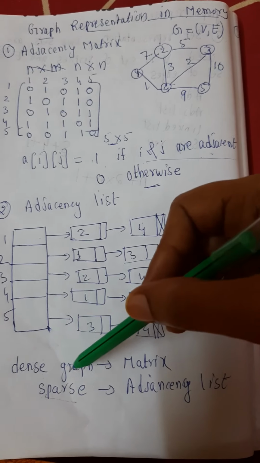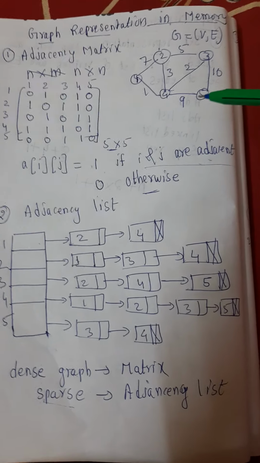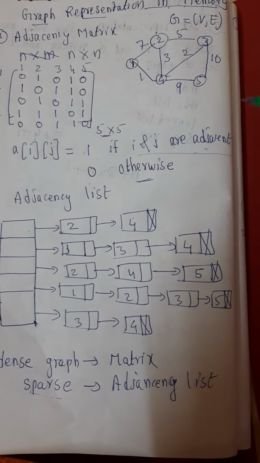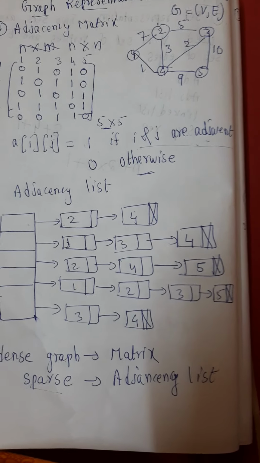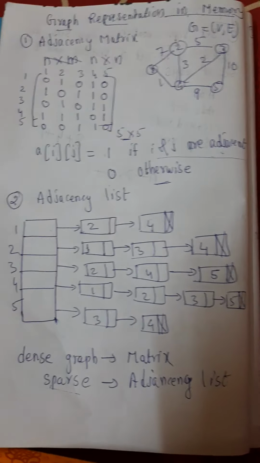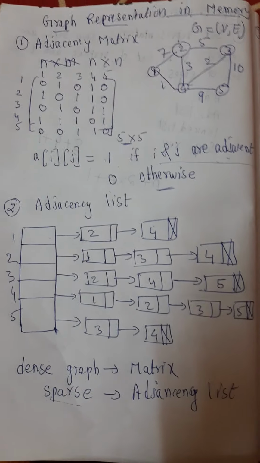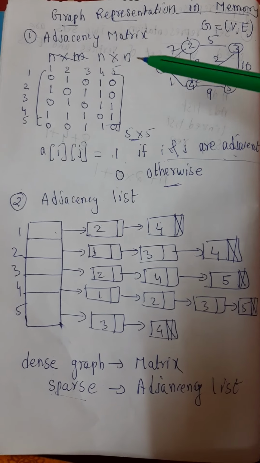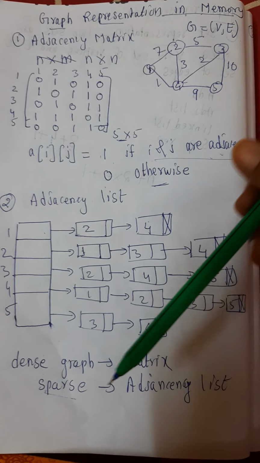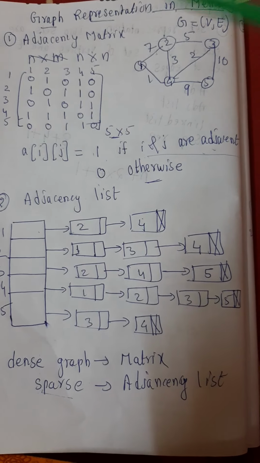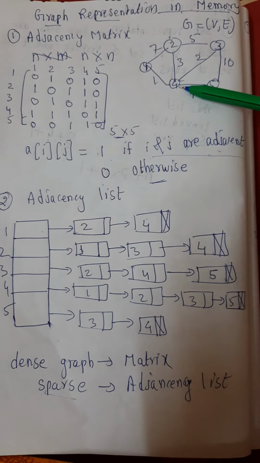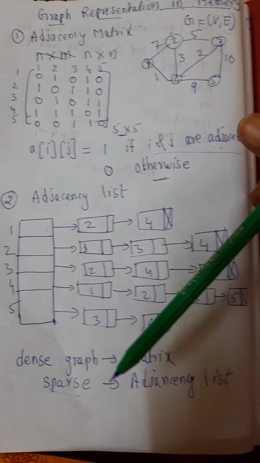A dense graph is, for example, a complete graph. What is meant by a complete graph? If one vertex is connected to all the remaining vertices, we call it a complete graph. So an example of a dense graph is a complete graph, and if you have a complete graph, it is better to go with the adjacency matrix representation. If it is a sparse graph, we don't have a connection from one vertex to all the vertices. For example, for 1, we don't have the connection to all. In that case, we can go with the adjacency list.